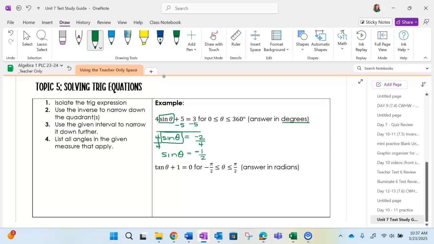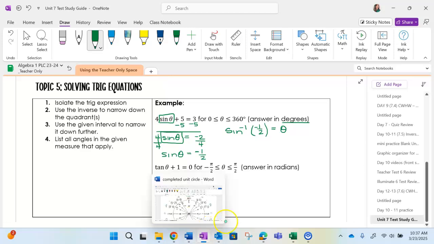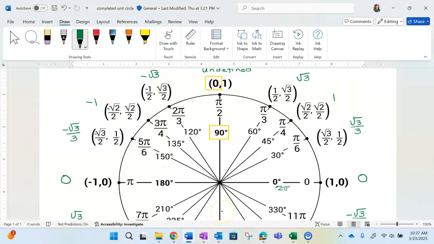Now, once I've isolated this and I have a number, I'm going to do the inverse. So the inverse, and then I'm going to switch these two. So the inverse of negative 1/2 equals my angle. That is what I'm trying to find. Now, in words, this means what angle has a sine of negative 1/2. So let me go to my unit circle. We use our unit circle a lot. Where in my unit circle does sine equal negative 1/2?